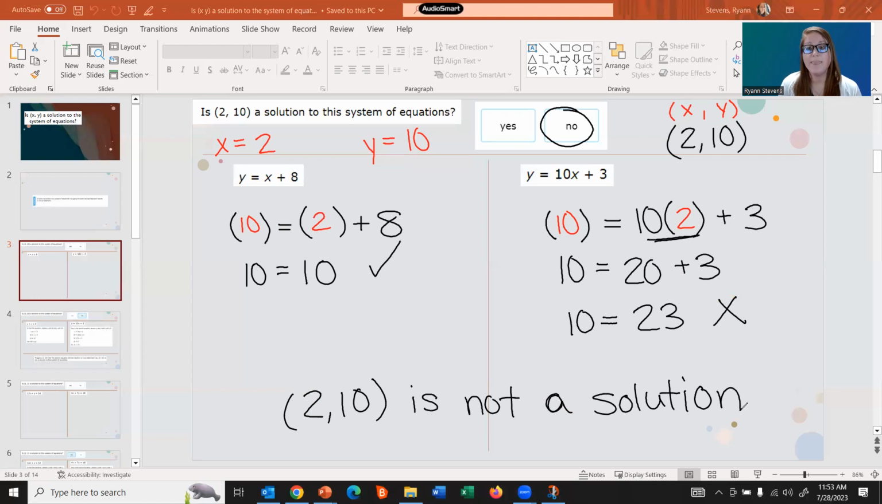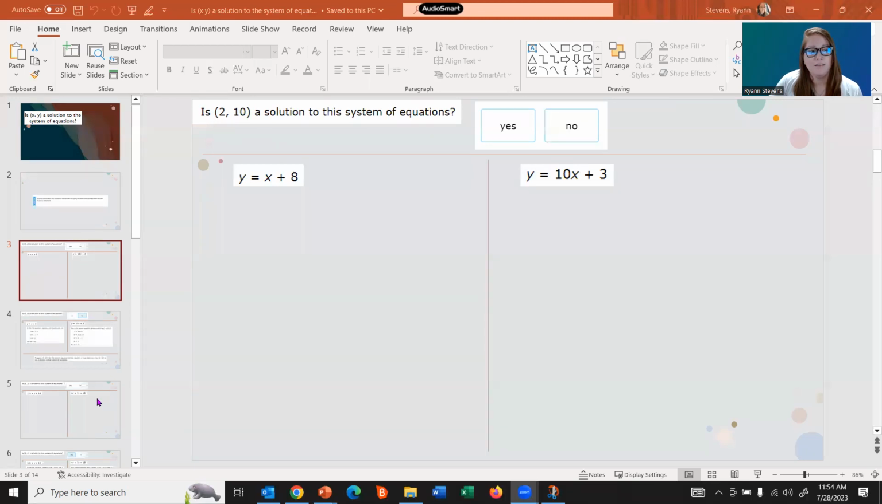Okay, and that kind of reestablishes the importance of, yes, if you try the first one and it's a yes, make sure you still work on the next one, because if the first one is a yes and the second one is a no, it means that your answer will be a no for this particular ordered pair. Let's look at another example here.